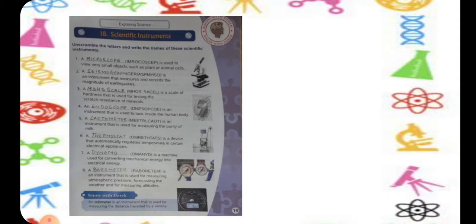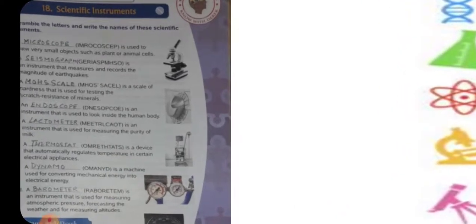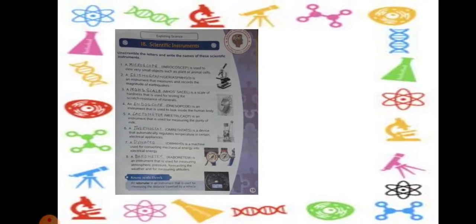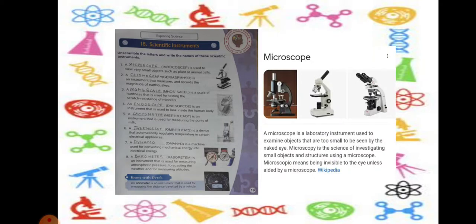First one is used to view very small objects such as plant or animal cells. So what is that children? It's a microscope. Here you can see the picture of a microscope. There are different kinds of microscope.